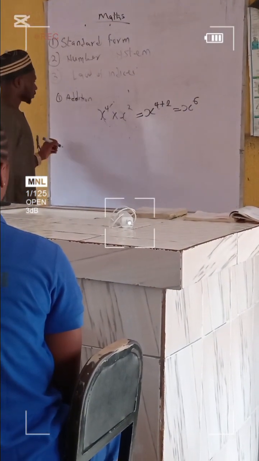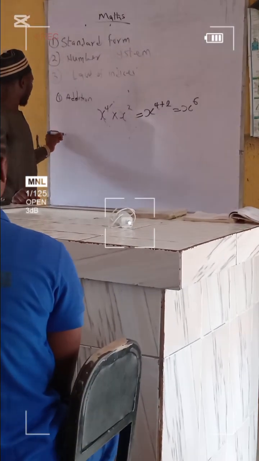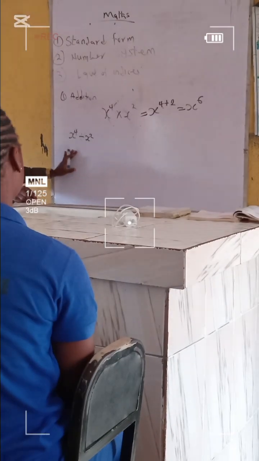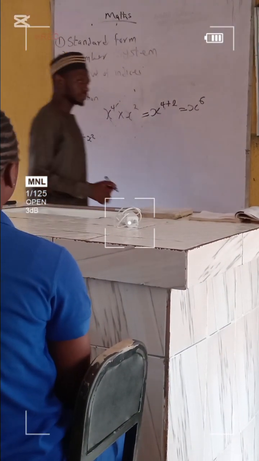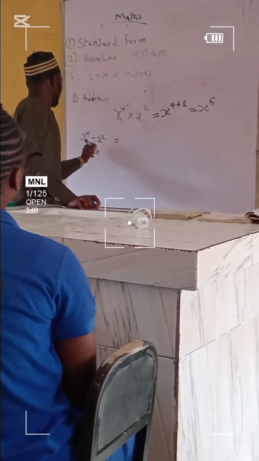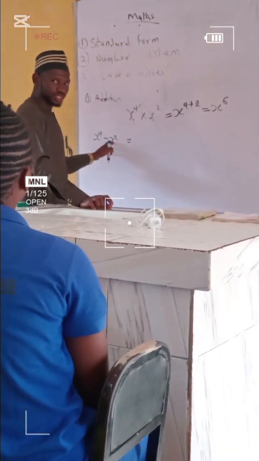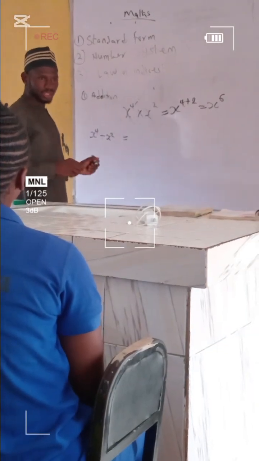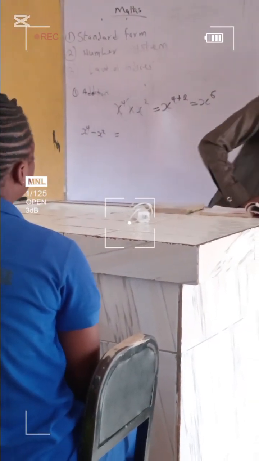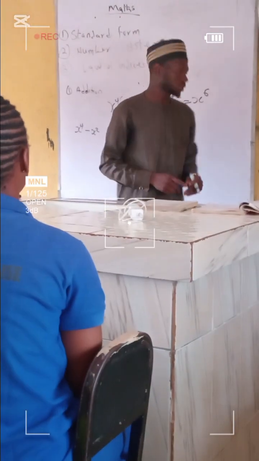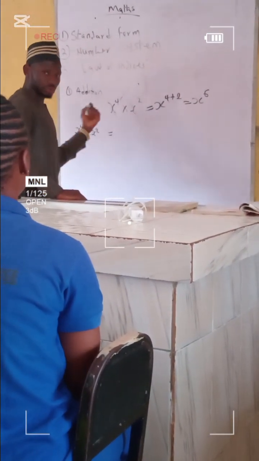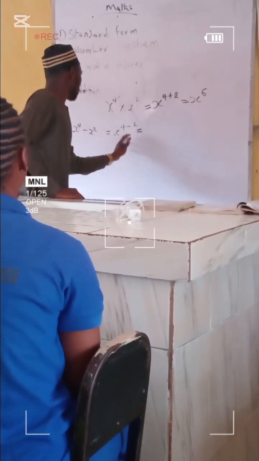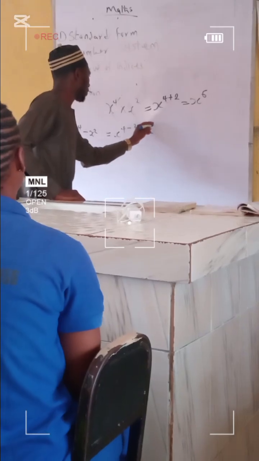Law number 2 is called the divisional law. I can have x raised to power 4 divided by x raised to power 2. The bases are still the same. Since it's a division sign that exists between them, you subtract the powers. You take one of the bases and subtract the power. So this is x raised to power 4 minus 2, and the result is x raised to power 2.